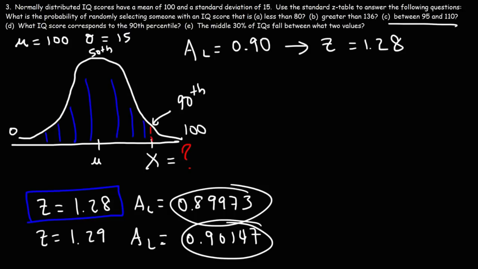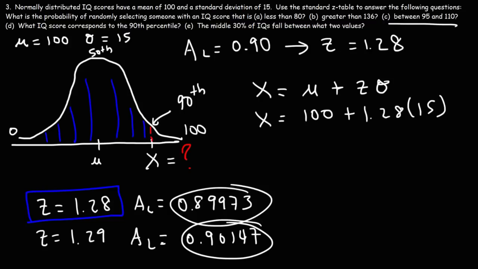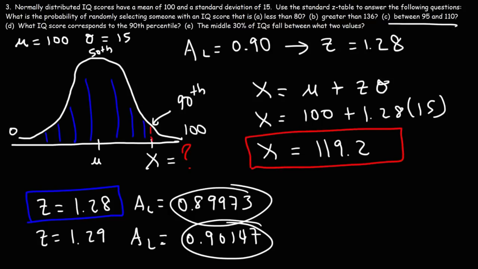So now that I have the z-score that corresponds to the 90th percentile, I can calculate the x value using this formula. X is going to be the mean plus z times the standard deviation. So the mean is 100, z is 1.28, and the standard deviation is 15. So go ahead and type that in. The answer that you should have is 119.2. So this is the IQ score that corresponds to the 90th percentile.